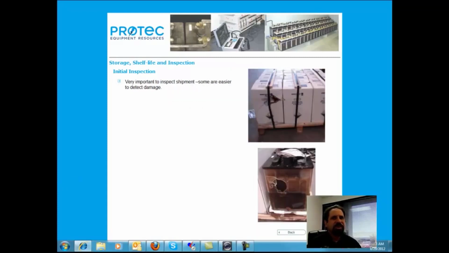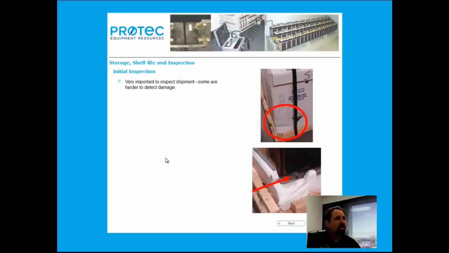Very important to inspect shipment. And some defects are easier to detect than others. For instance, this would be a much clearer problem to detect, a shattered jar. Some are much harder to detect. For instance, a small crease in the box here may be a small crack in the jar.